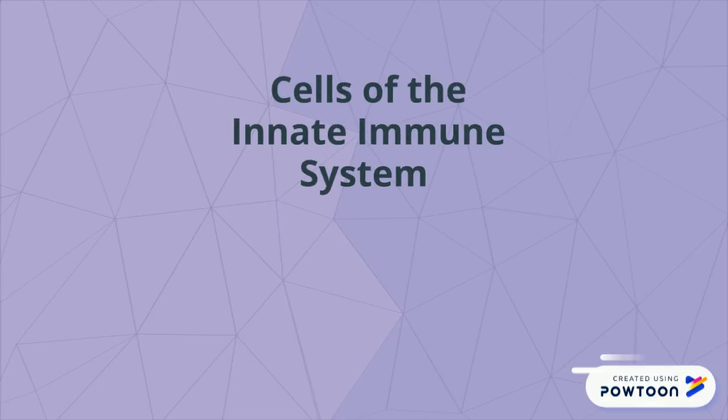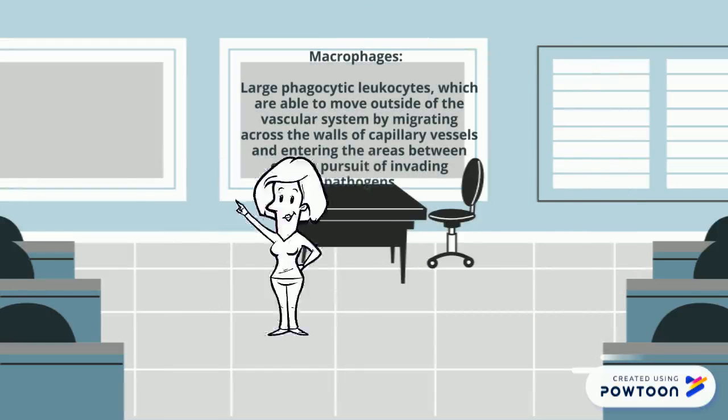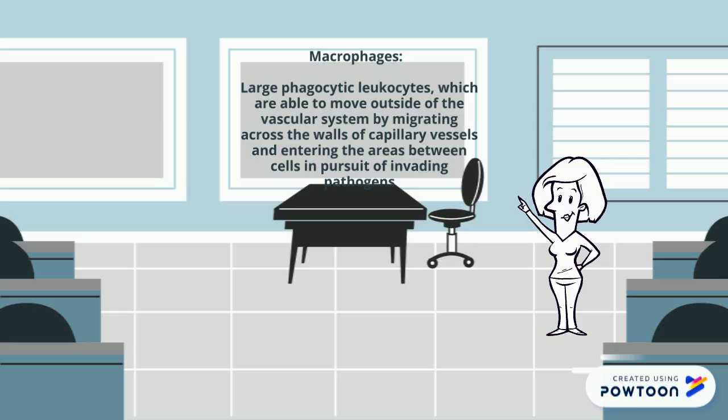Now it's time to discuss some of the cells that make up the innate immune system. We're going to go over the main types. Essentially, macrophages seek out and engulf bacteria or any other pathogens in the body.